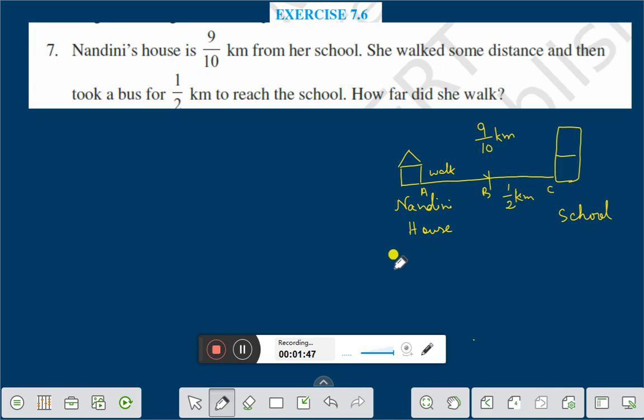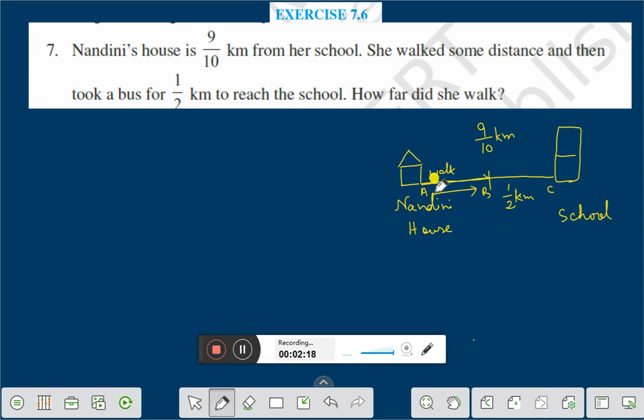Here you see the distance between Nandini's house and school is 9 by 10 kilometer. She walked some distance, and you have to find the distance of AB. The total distance AC is 9 by 10 kilometer. And what is the distance from B to C? That is from the point where she took a bus to school, half kilometer, 1 by 2 kilometer. You have to find the distance A to B.